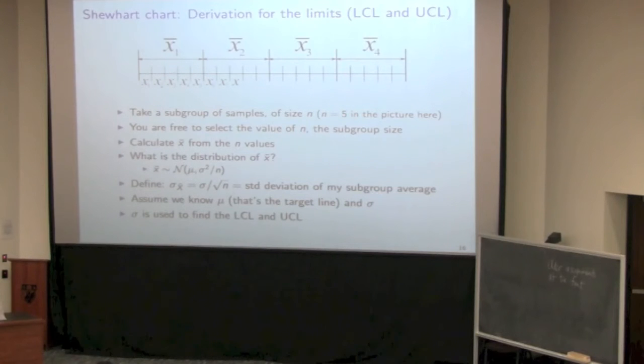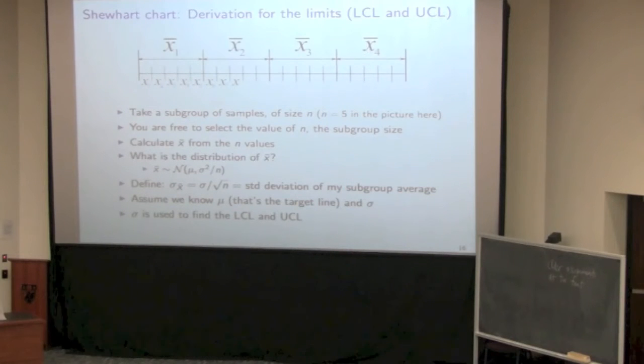X bar 1. And then you get your next five samples, 6, 7, 8, 9, 10. You calculate your next average and call that x bar 2. And what we're going to monitor, in fact, are these x bars. We're going to pay no attention at all to the raw data. Those raw data are simply discarded. Once we've calculated the average, we throw the raw data away and we never use it again.